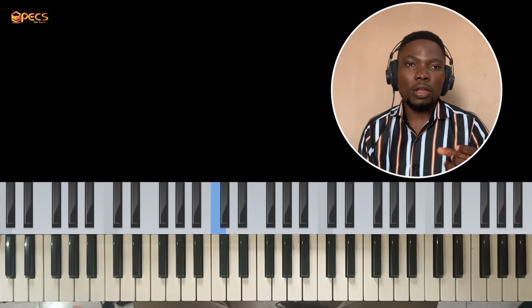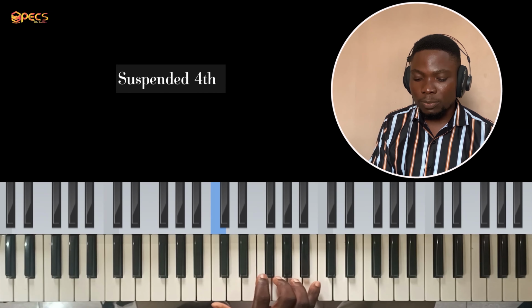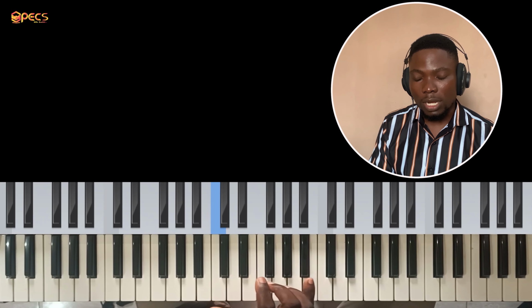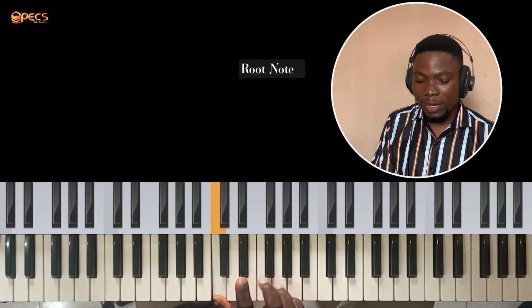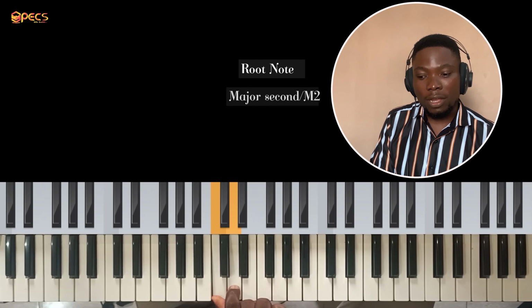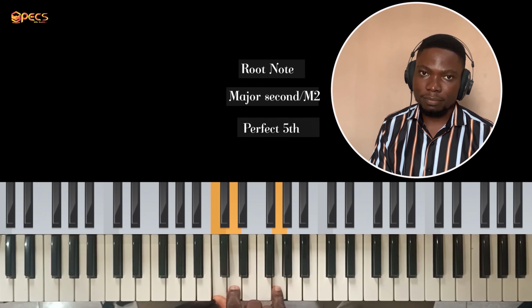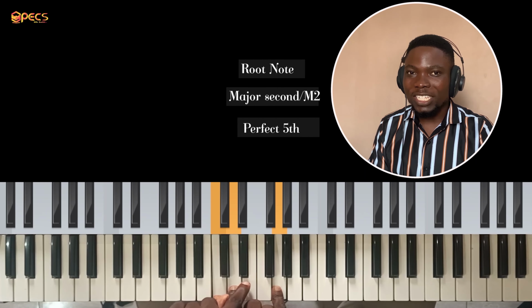We can also go to suspended chords. There are two types of suspended chord. We have the suspended second and we have the suspended fourth. So this is a suspended fourth. The suspended fourth chord is built like the root. Then I will do suspended second first: the root, the major second, and the fifth. Which means we are now removing the chord quality, which is the third.